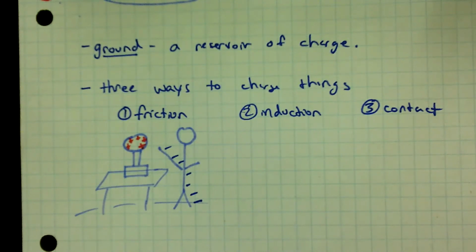If the Van de Graaff is positively charged, and you get close to it and you are attached to the ground, remember, the ground is a reservoir of charge. I've got whatever I need from it. So what's going to happen is, if I'm getting close to a positive object, the positive is going to pull negative close to it. So it's going to pull negative out of the ground up to you.